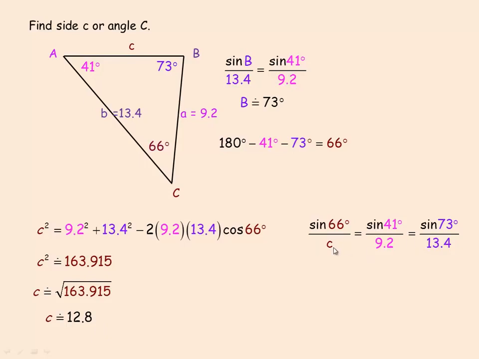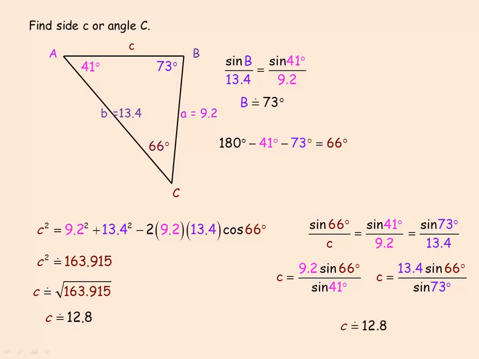I'll demonstrate the same thing over here. Of course, we should get the same amount for side C. Cross multiplying, we would go 9.2 times the sine of 66 and then divide out the sine of 41 for side C. And if we use this one instead, it would be 13.4 times the sine of 66 divided by the sine of 73. And in both cases, those of course both work out to 12.8. So you have lots of options there to find side C. So that's a little bit about how you can use the sine law and cosine law to find angles and sides and under what scenarios they work.